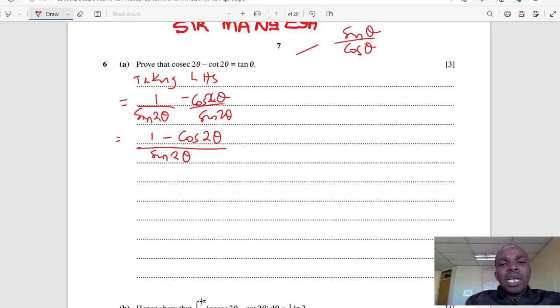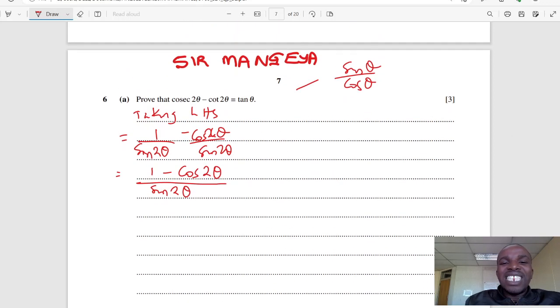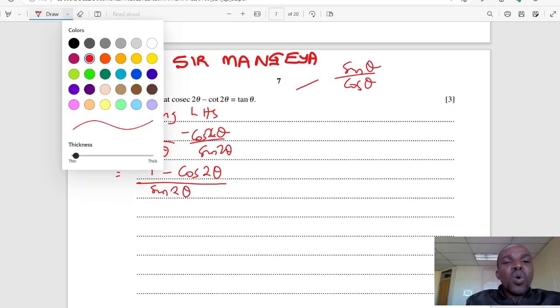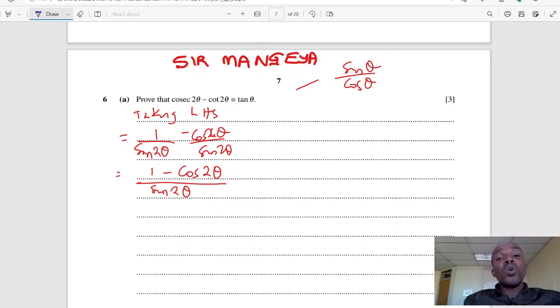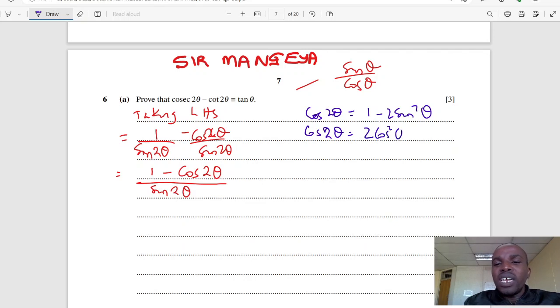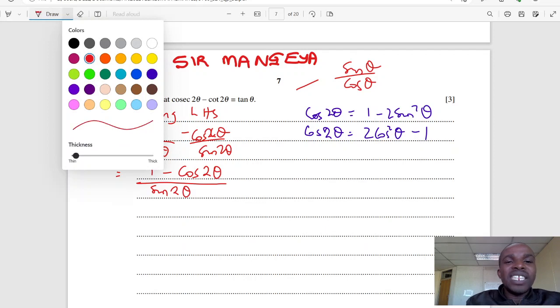Right, let me simplify. The numerator must be in sine, the denominator must be in cos. So you can use the identities, which are there in the formula booklet, for cos 2 theta in terms of sine and cos 2 theta in terms of cos. Cos 2 theta is 1 minus 2 sine squared theta, in terms of sine. In terms of cos it is 2 cos squared theta minus 1. These are the two identities that I have to apply in this case.